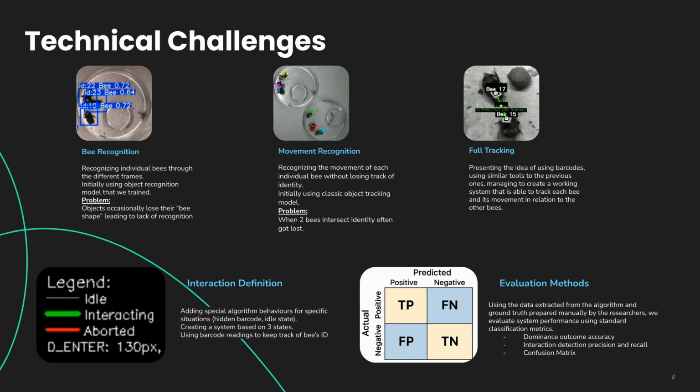In addition, we needed to create interaction definitions, defining correct entrance and exit distances to avoid false positives, adding a cancellation mechanism for long idle states, like sleeping bees, and handling decisions about the system behavior regarding temporary loss of barcode visibility. And finally, to evaluate our system, we compare the algorithm results with manual annotations made by the researchers. We first measure dominance outcome accuracy. We also evaluate interaction detection using precision and recall, and analyze results using a confusion matrix.